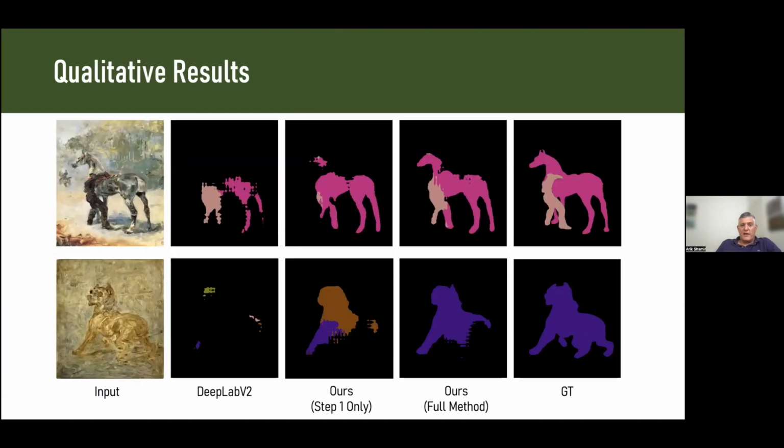Some of the qualitative results you can see here. On the left are the images. Next to it is the current state of the art on photorealistic images, and then ours without this first step, ours with the second step, and lastly the ground truth. And as you've seen, ours got much better results, but there's still room for improvement.